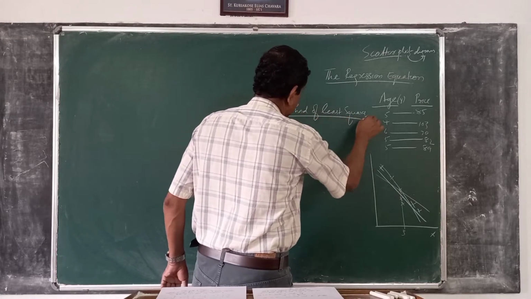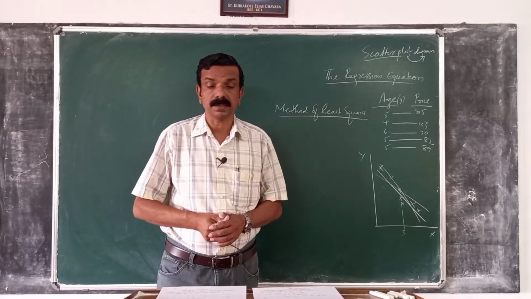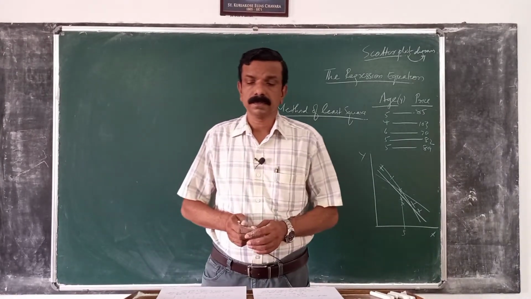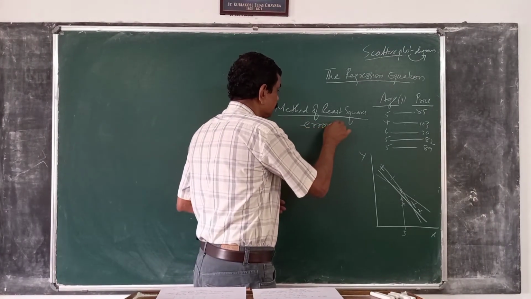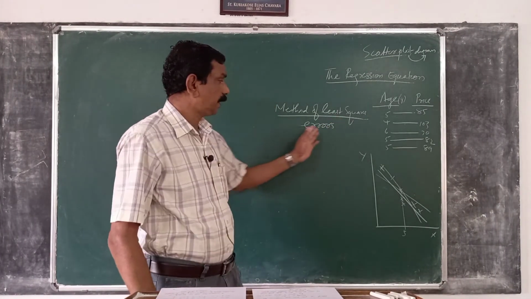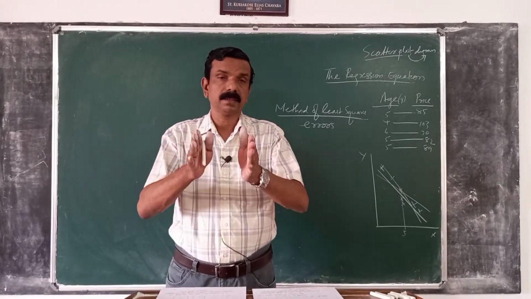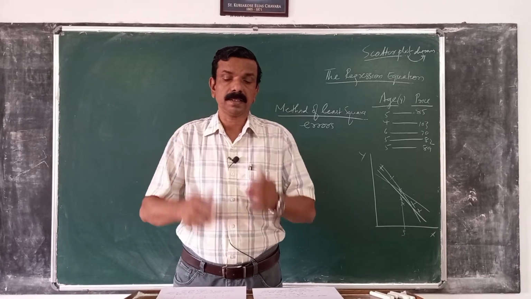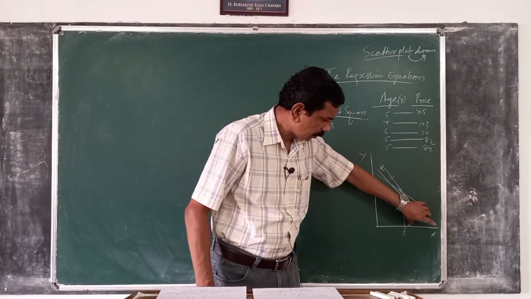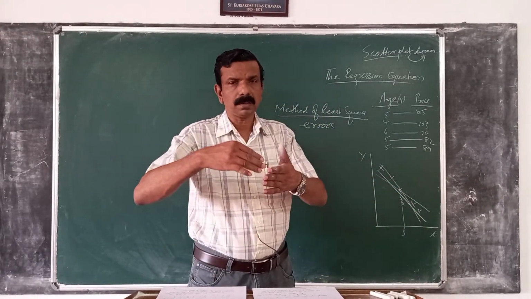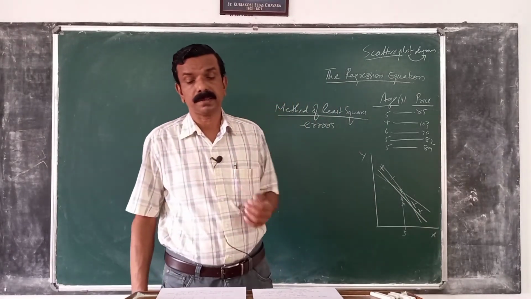The method of fitting the best line is known as the method of least squares. It is based on an analysis of errors made in using a line to fit data points. When you fit a line to the data points, all the data points will not lie on the line. So errors will be made.